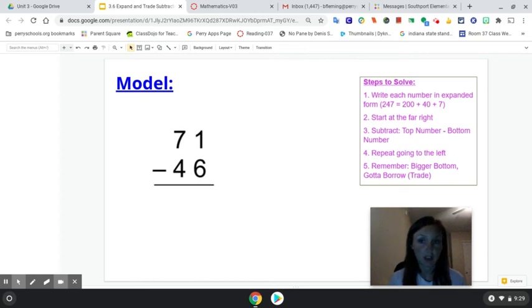All right, so today we're working on expand and trade. I'm going to be taking 71 minus 46. But the first step is I'm going to have to rewrite this in expanded form. So I'm going to go ahead and do that now.